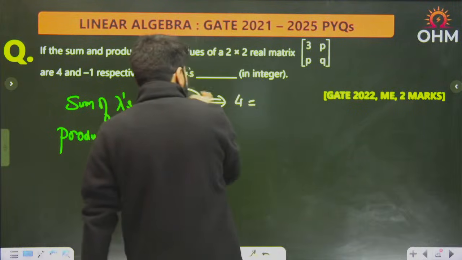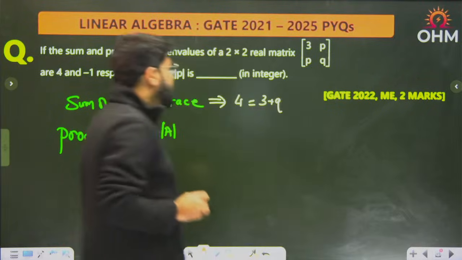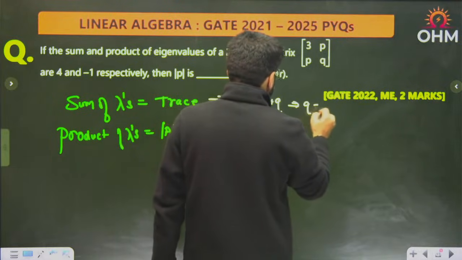What is a trace? Trace means sum of diagonal elements. That is 3 plus q. So from here directly you get the value of q equal to 1.